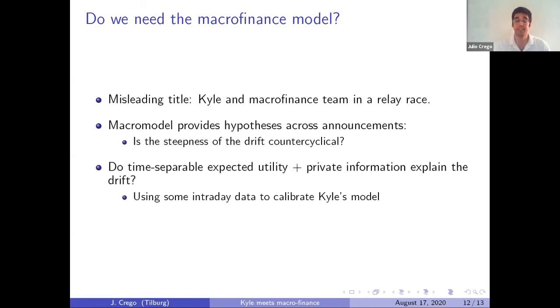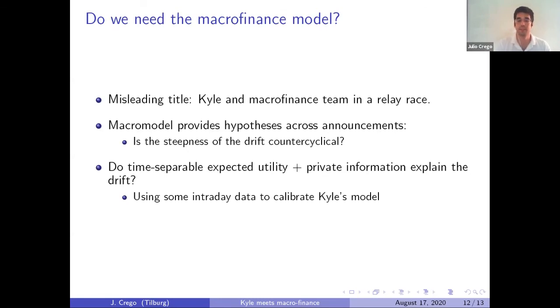But I think it provides nice hypotheses across announcements. And you talk about countercyclicality of the SDF, which I think is very interesting, and all these asset pricing stylized facts that we have. So why not try to see what those facts mean in terms of the drift through the lens of the Kyle model?